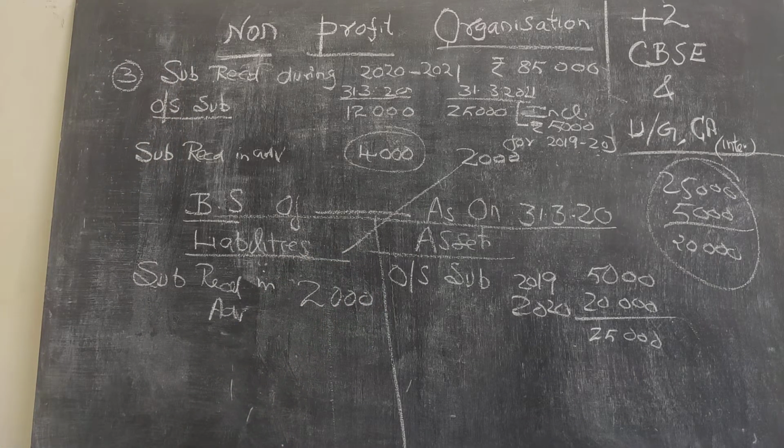So the second and third problems are good problems. Normally the students make mistakes in computing the subscription. As a result, the income and expenditure account will go wrong and the balance sheet also will be wrong. So take care of that part. Now I will go for the fourth problem.